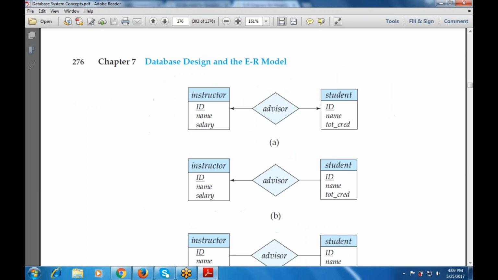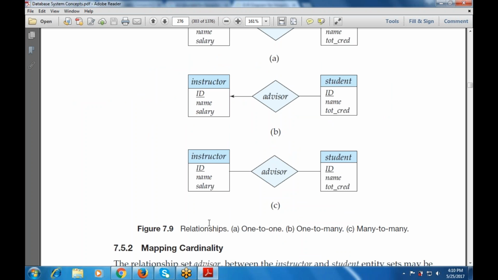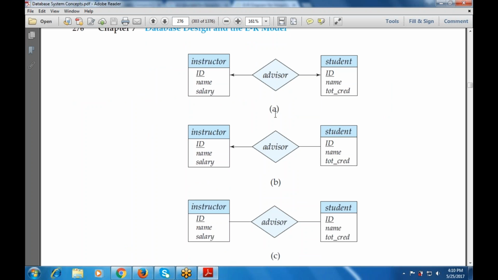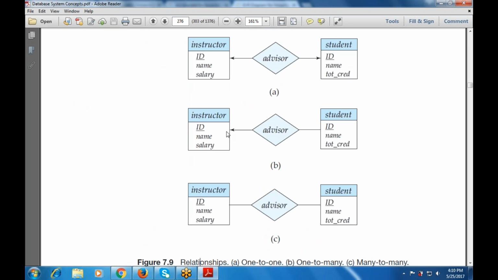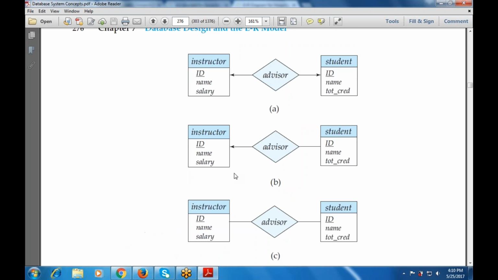Now this is the A part, with the instructor, student, and advisor. Then the B part is the same, and the C part is also the same. So this is a one-to-one relationship because there is only one arrow in between. Then one-to-many: there is only one instructor and there are many students. Then many-to-many: there are many instructors and many students. So that is the difference between the relationships: one-to-one, one-to-many, and many-to-many.